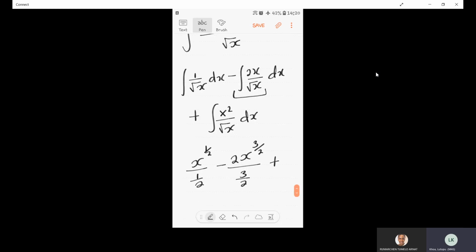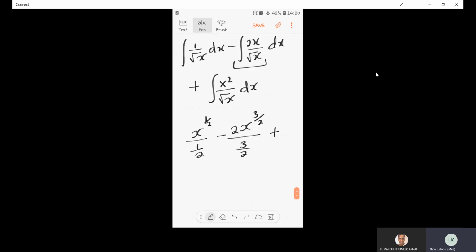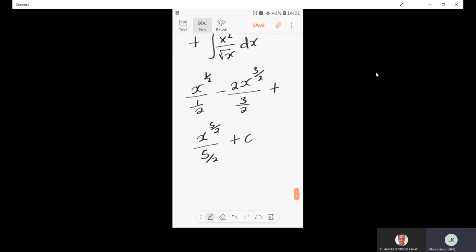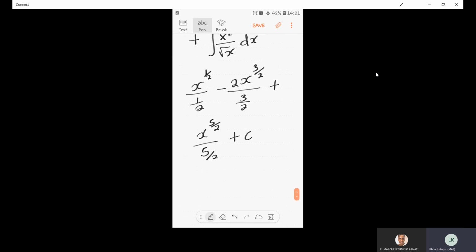Then the last term, I have x squared divided by square root of x. That leaves me x to the power of 3 over 2 in the numerator. So when I integrate that, I will have x to the power of 5 over 2 divided by 5 over 2, and then I must add my constant over there. Okay, now the only thing left to do is to simplify.